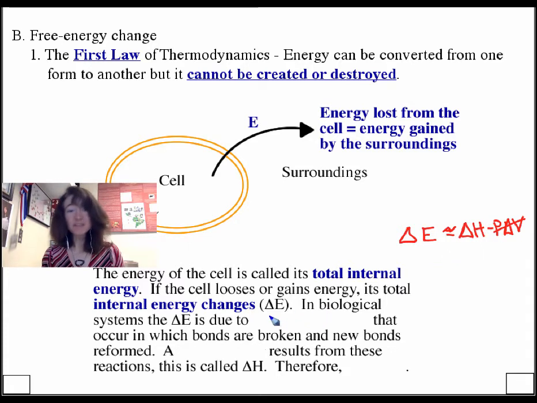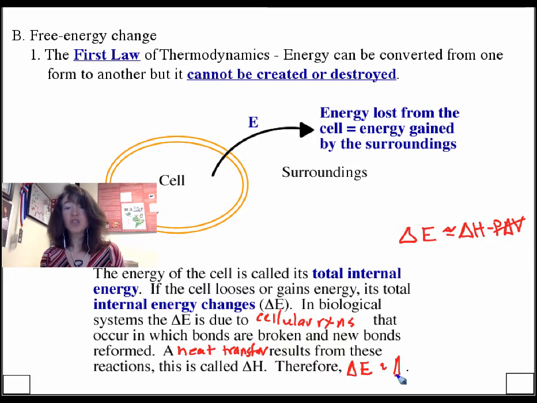In these biological systems, delta E is due to the cellular reactions that occur in which bonds are broken and new bonds are reformed. And of course, a heat loss or heat gain occurs, and we could simply say a heat transfer. So we can simplify and say that delta E is approximately equal to delta H. So this really does tell us about the heat loss or heat gain within a reaction.